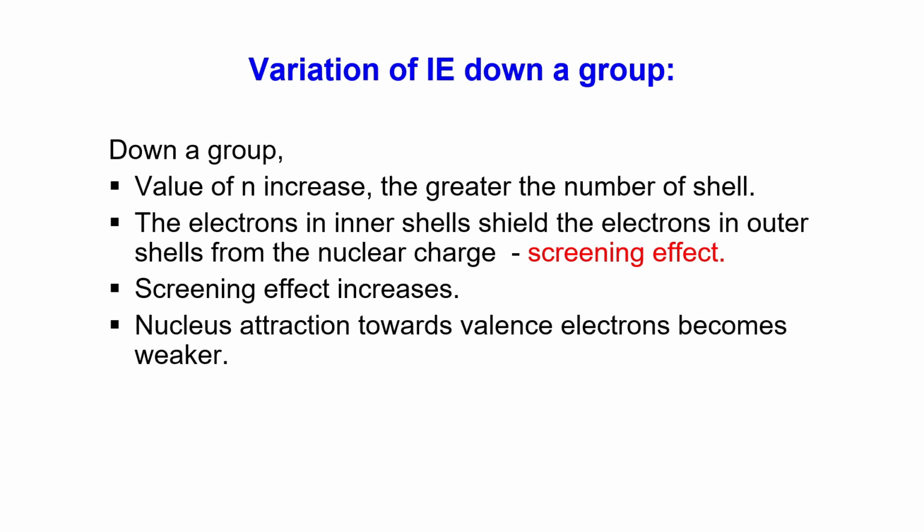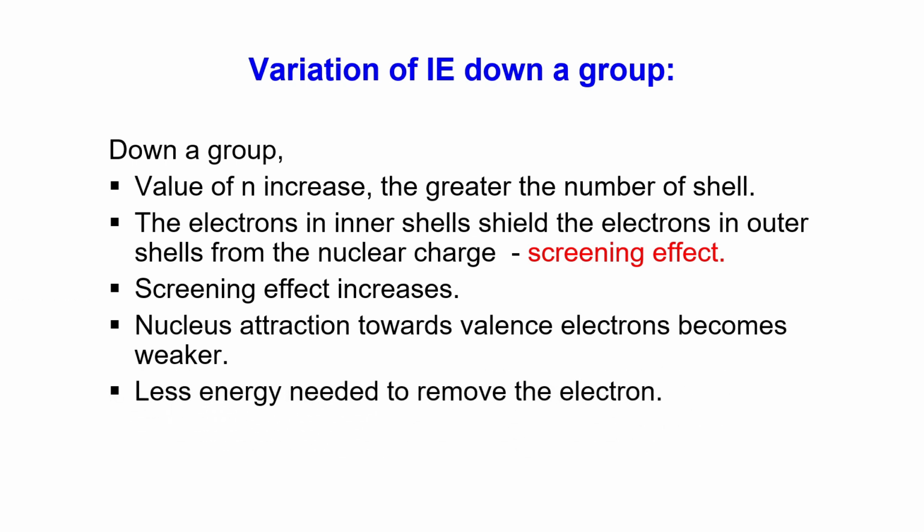Thus nucleus attraction towards the valence electron becomes weaker. So the attraction of the nucleus becomes weaker, and when it is weaker, less energy is needed to remove the electron. So the ionization energy will decrease, will be lower as we go down a group. Because when the size is bigger, it is easier to remove the electron, so less energy is needed to remove it.